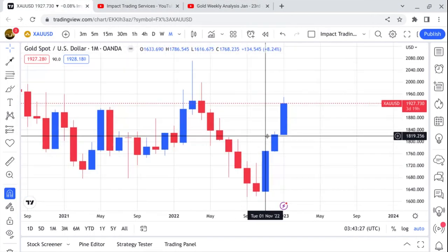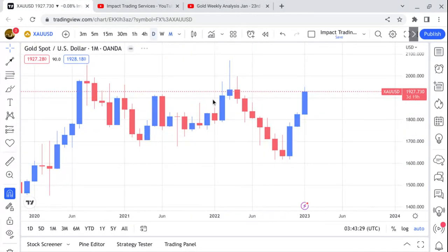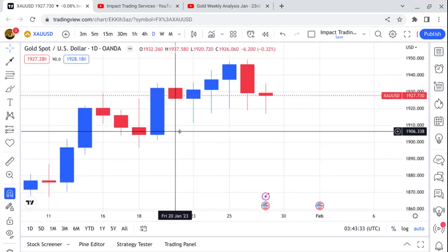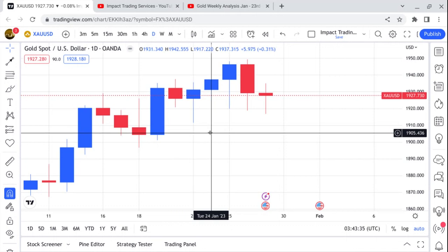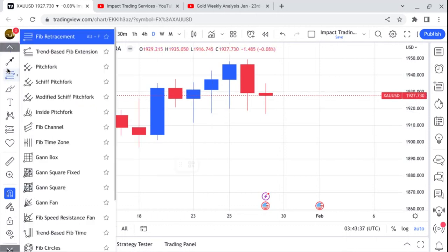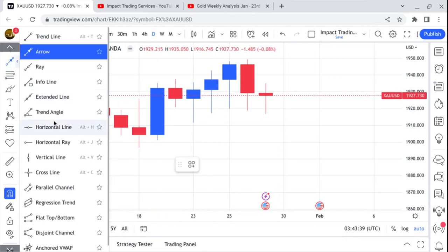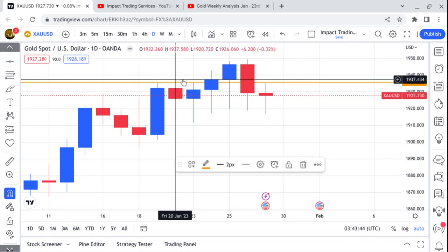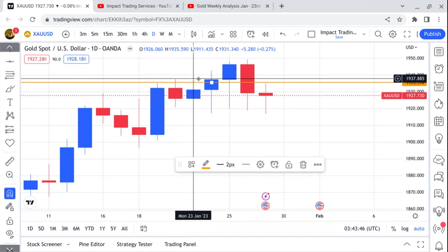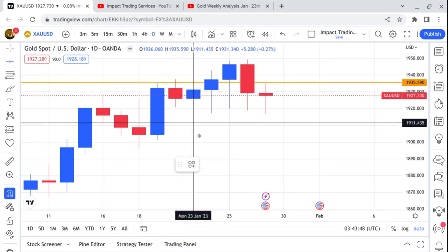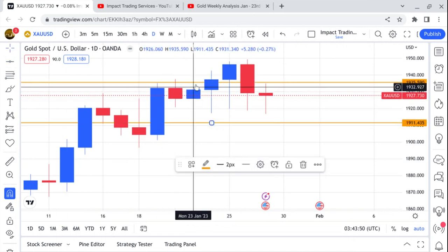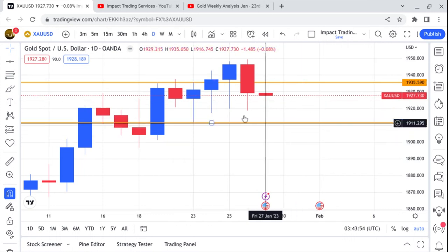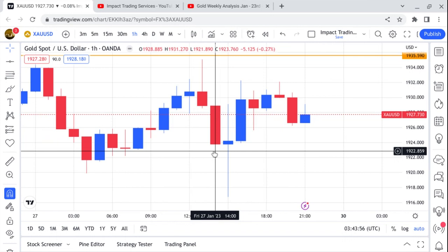Alrighty, let's do a quick recap of the week. Starting Monday the 23rd, we're in the 1930 to 1950 area, and then the 1910 area. So your support and resistance were 1930 through 1910. Now let's see how the week played out.